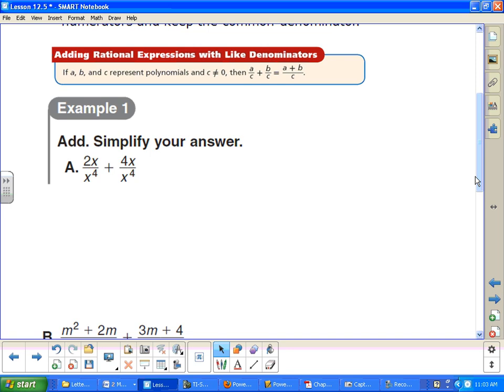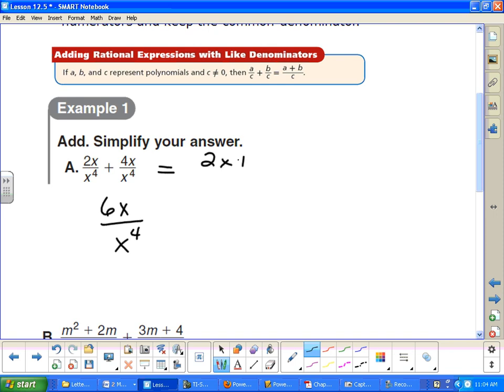So these two have a common denominator, so I can go ahead and add them together. And we'll get 6x in the numerator and x to the fourth in the denominator. So make sure you don't actually add the denominators, right? When I have a common denominator, that means it stays as the denominator. So in other words, we could write this as 2x plus 4x over x to the fourth, which would simplify to 6x over x to the fourth. Am I done? No, because these both have an x in them, so I can simplify that to 6 over x cubed.